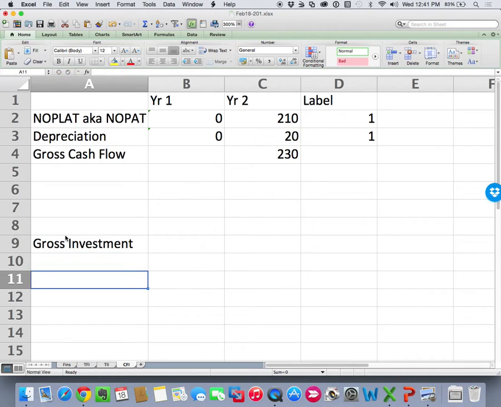And the shortcut formula is the change in invested capital. So current year PP&E minus last year PP&E plus current year depreciation. That's the actual shortcut formula for gross investment.